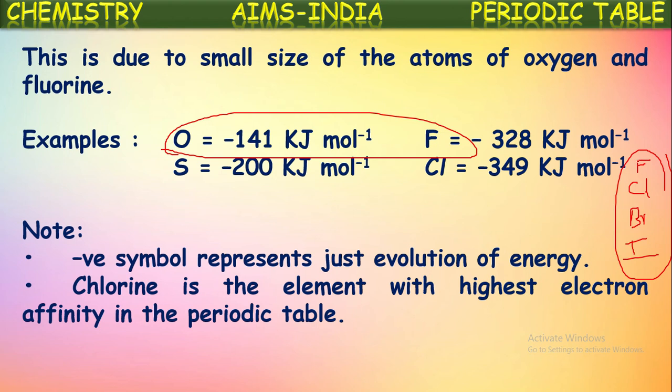Now, among these also, from top to bottom, electron affinity decreases, we told. But here from fluorine to chlorine, it increases. So now, chlorine is the element with the highest electron affinity among all. Okay.